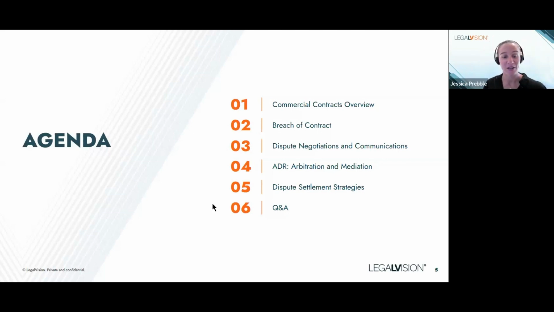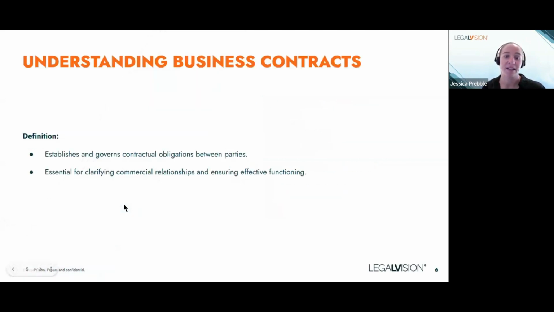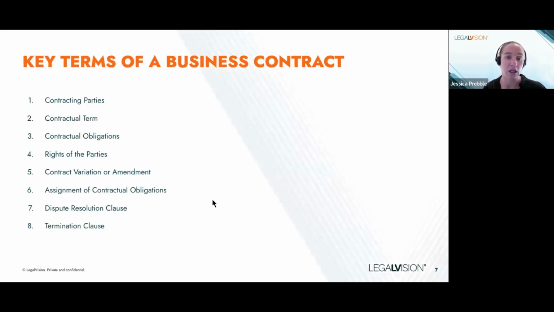Thank you, Gemma. So the first thing we wanted to discuss today was what is a business contract? A business contract creates and governs the contractual obligations you and other parties will have to one another. Now, it's important that a business contract clearly details the commercial relationship and contains terms that ensure that it will function effectively. We've set out a few key terms on our next slide that we recommend to our clients when drafting a business contract, and I will go through these briefly now.